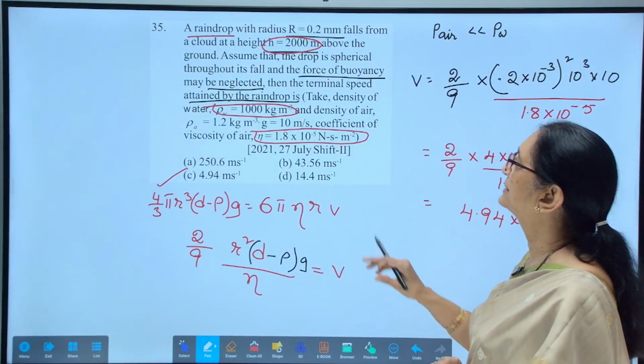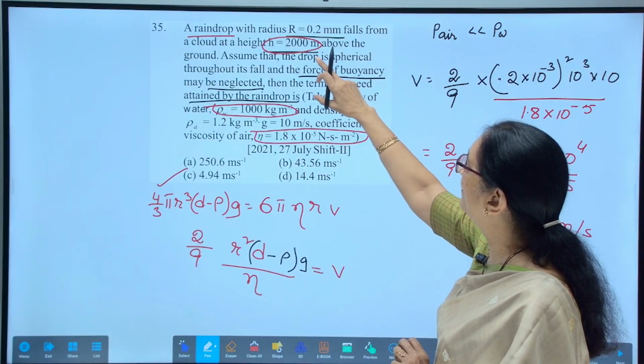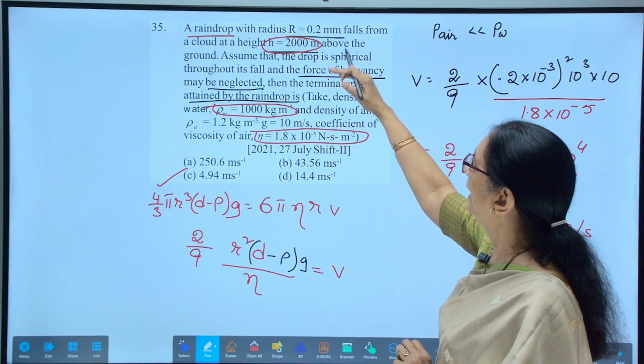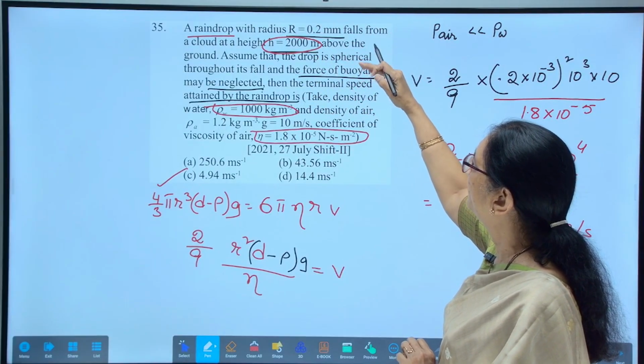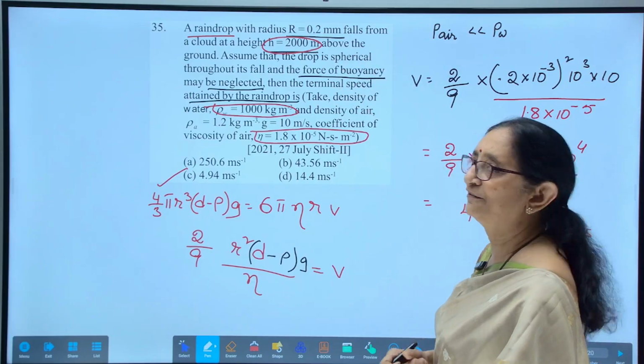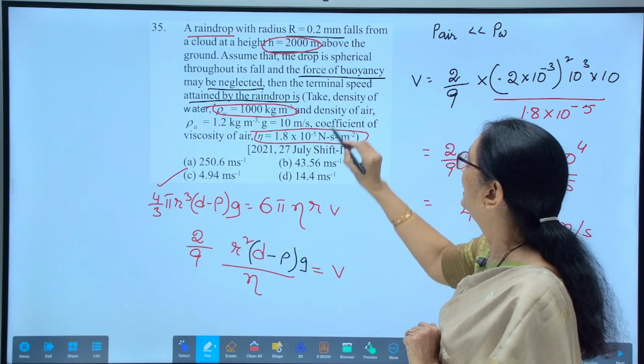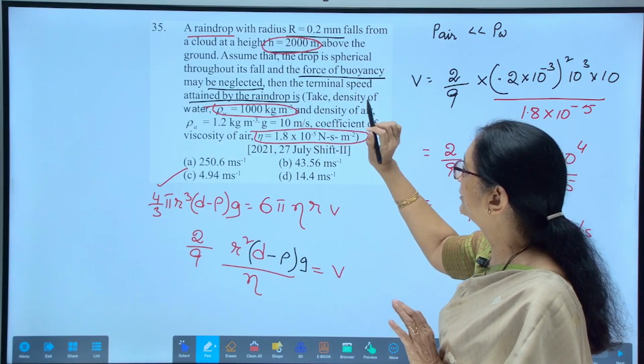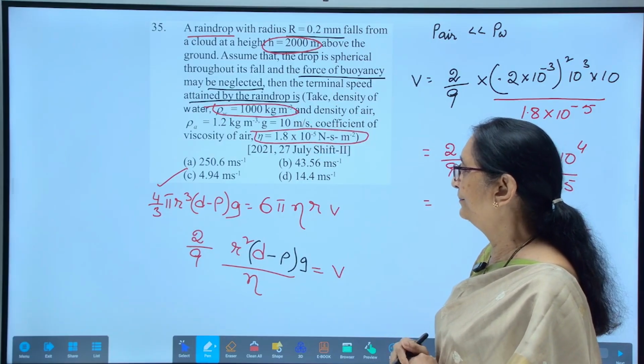Now, move on to this. A raindrop falls from a height above the ground. Assume that the drop is spherical throughout its fall and the force of buoyancy is neglected. The terminal speed attained by the drop. You are supposed to find the terminal speed.